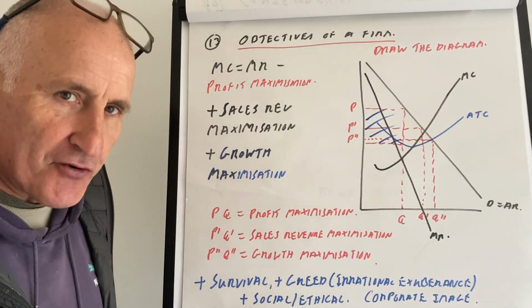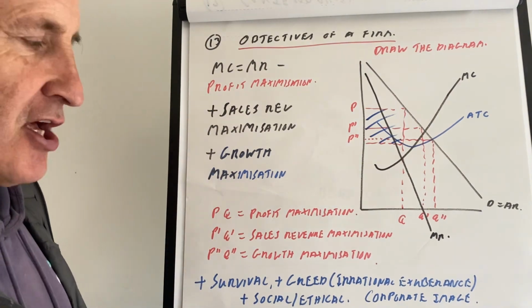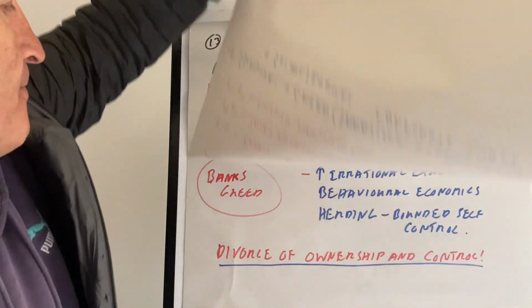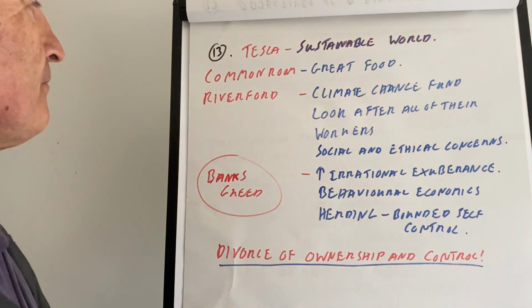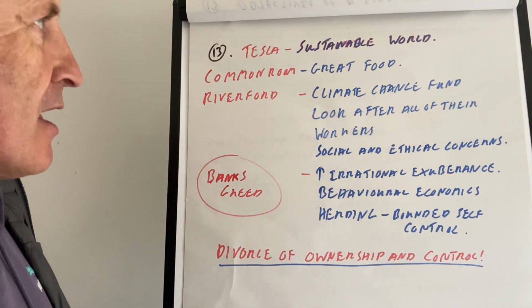However, there are lots of different objectives for a firm. Survival, there may be greed, e.g. the banking sector. Social and ethical, the firm may want to improve its corporate image. For example, if we look at Tesla, it wants a sustainable world. That's its main modus operandi.